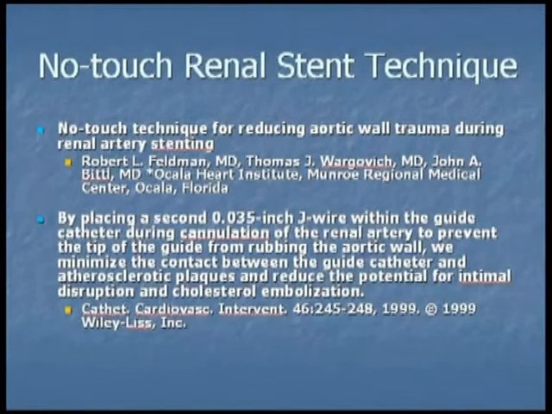Continuing on, there's a no-touch technique that was initially discussed by Doctor Feldman and colleagues, in which they advanced a 0.035 guide wire into the aorta, followed by the guiding catheter, and essentially kept the guiding catheter from engaging into the ostium of the renal artery. Once the guiding catheter was in close proximity to the renal artery, a 0.14 guide wire was then crossed across the lesion, and the 0.035 guide wire was removed, allowing the procedure to continue.